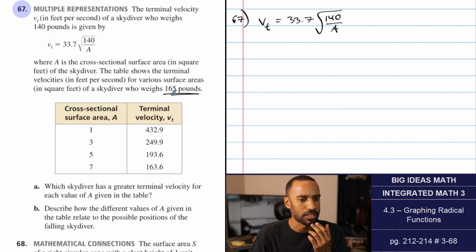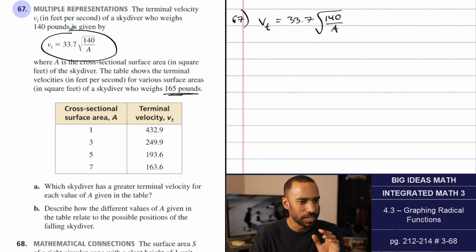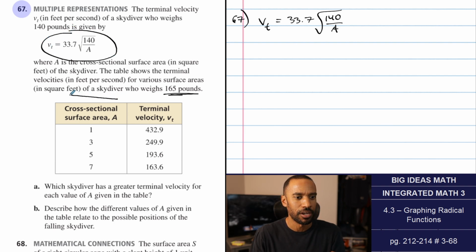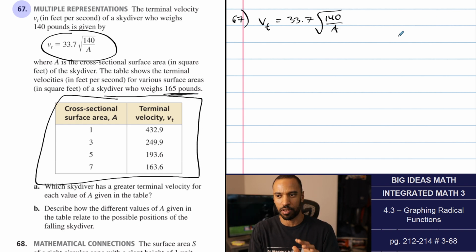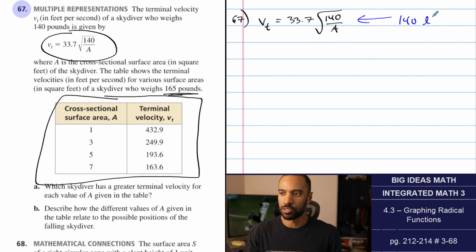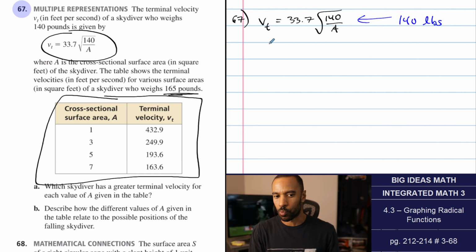Oh, this weighs 100. Hold on a second. I didn't read this. This is a function for the 140-pound skydiver. This is the function for the 165. These are the table values for 165 pounds. So okay, that makes more sense. This is 140 pounds, and then the other one's 165.